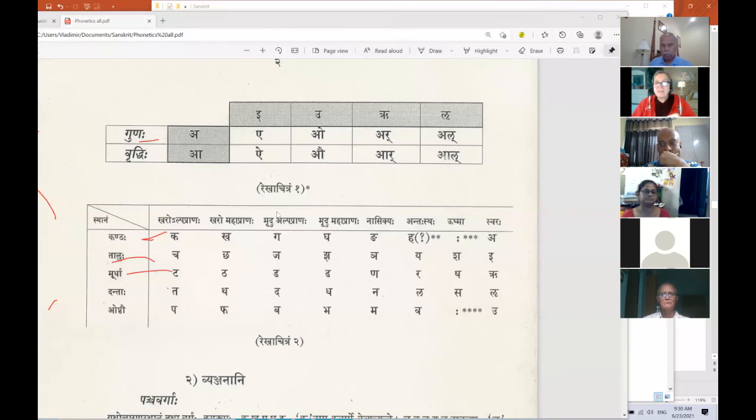Because of these guna and vriddhi, because of this simple system, which other languages do not have, or do not value so much. They have it, yes, but they can deviate. They can do come and came. Makes sense?